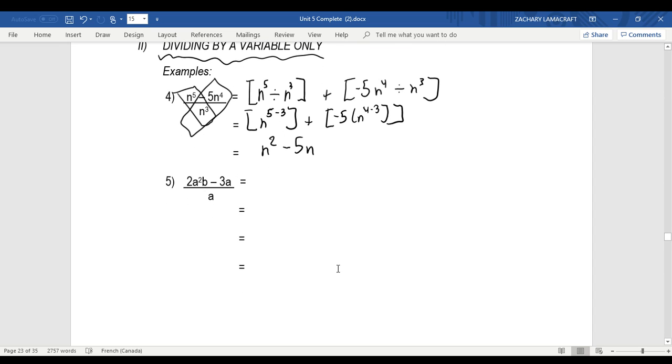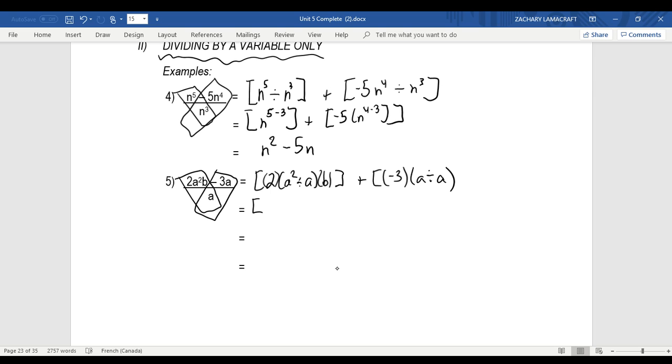If we look at our next example here, once again, we're going to have to divide that whole first term by a, and then negative 3a by that. So we'd have 2 by itself, and then it would be a squared divided by a, and then b by itself. In the next bracket, you would have negative 3 by itself, and then a divided by a.